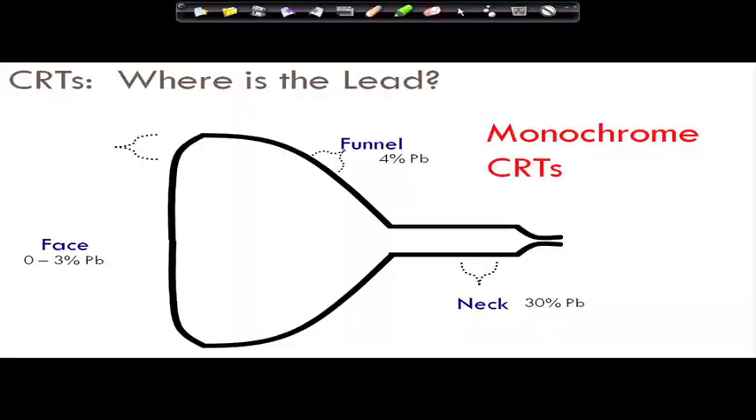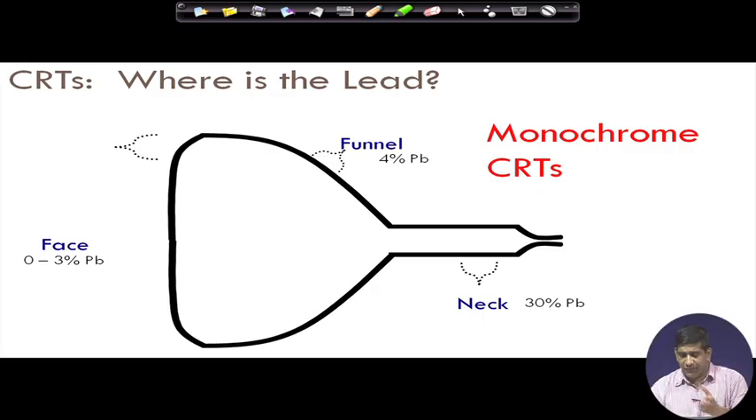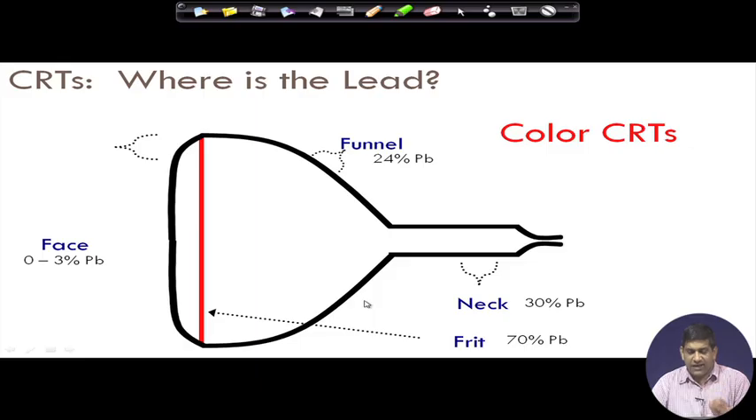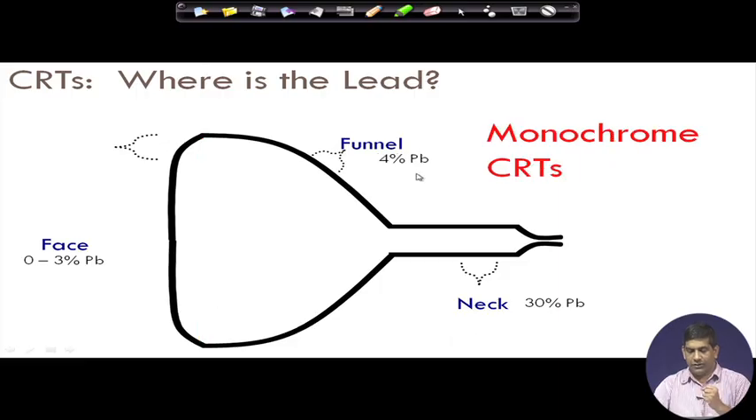And monochrome CRTs: when you look at the monochrome, the neck is around 30%, funnel is 4%, face is around 3%. And when we say 4%, 3%, these are actually percent by weight of that particular part. It's not the percentage of lead in the total. That's why the total doesn't add up to 100. If you add up all these, it will actually come out to be more than 100. But what we are saying is that the funnel is 24% lead, meaning out of the weight of the funnel, 24% is lead. Out of the weight of the neck, 30% is lead. Out of the weight of the frit, 70% is lead. So that's what it is trying to tell you.